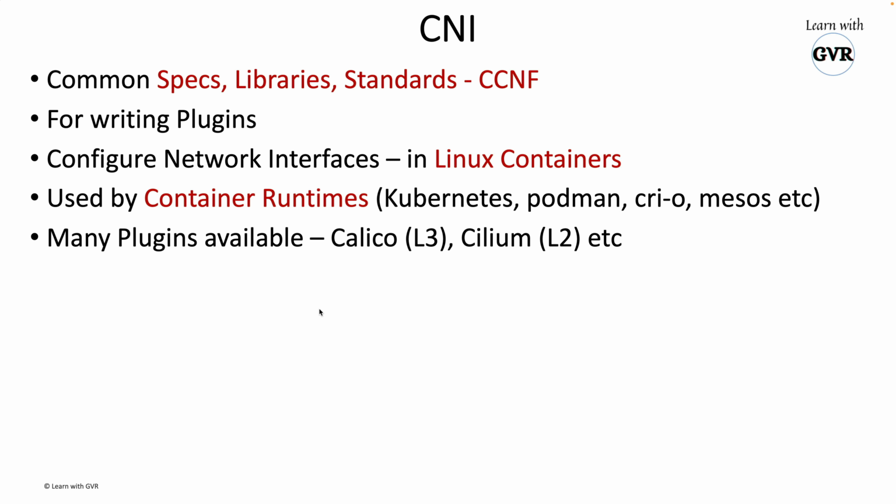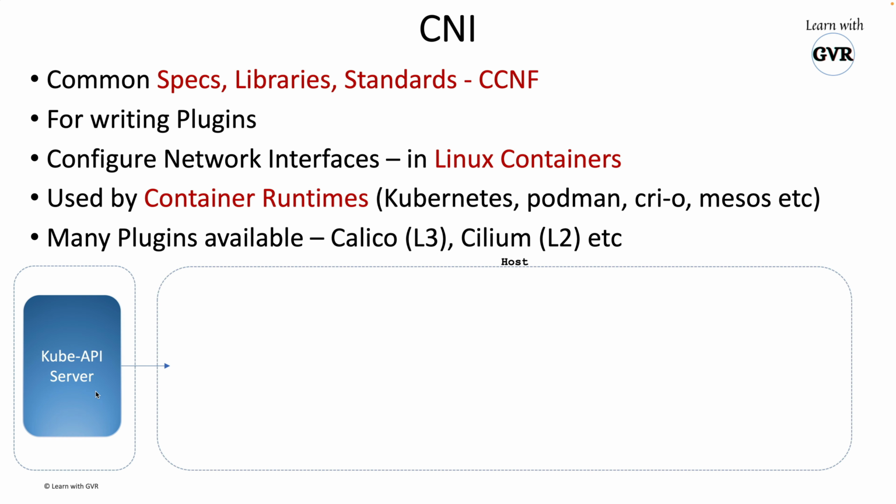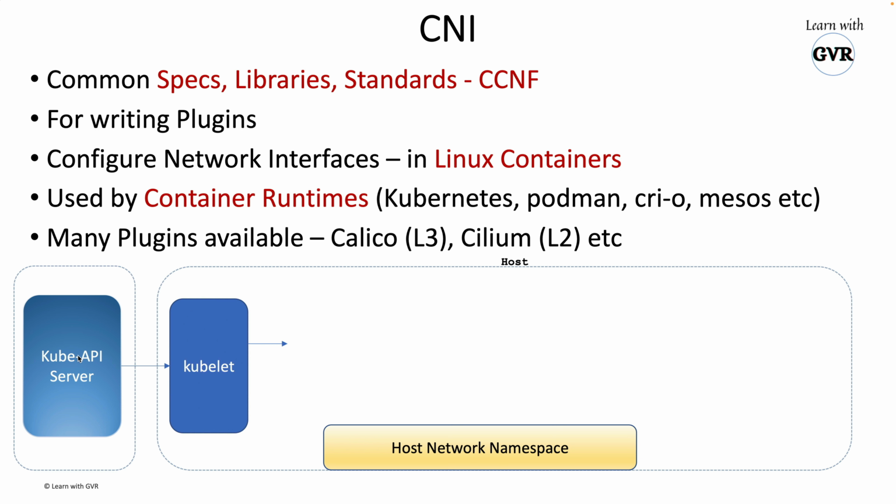So how does CNI work? Let's say the Kube API server wants to talk to a particular node. Any node will have a host network namespace, right? The Kube API server is the first point of contact, and it will talk to Kubelet. Kubelet will talk to the CRI plugin, as we learned in the previous session, where containerd is one of the plugins.